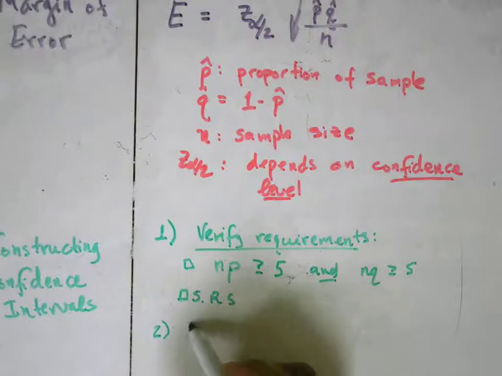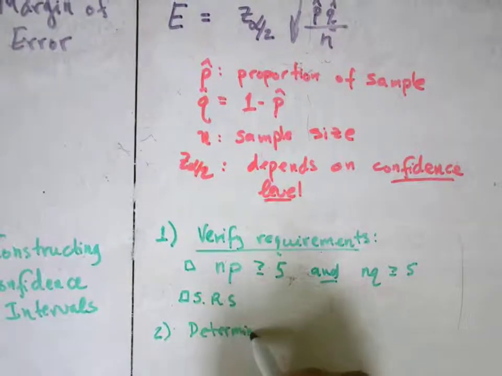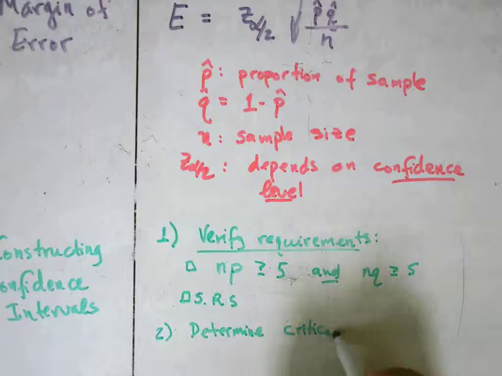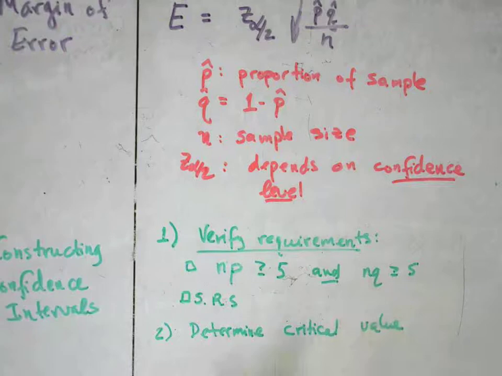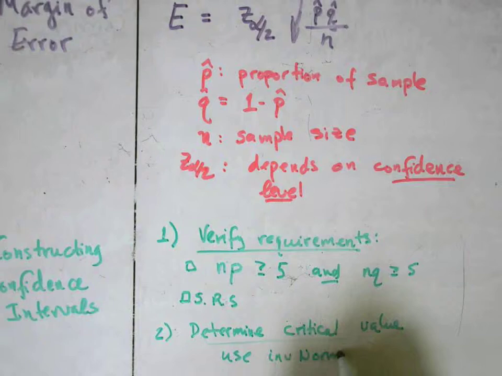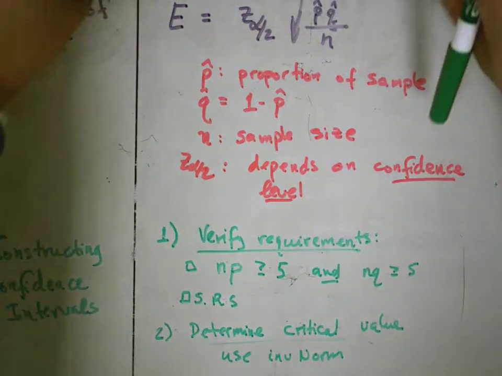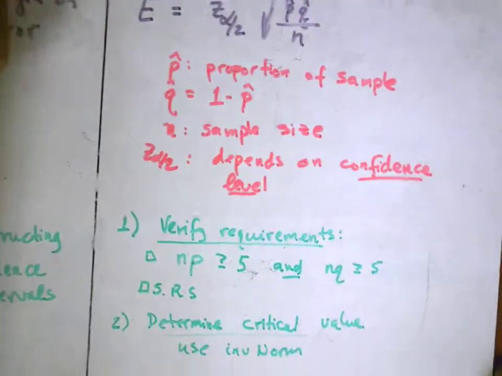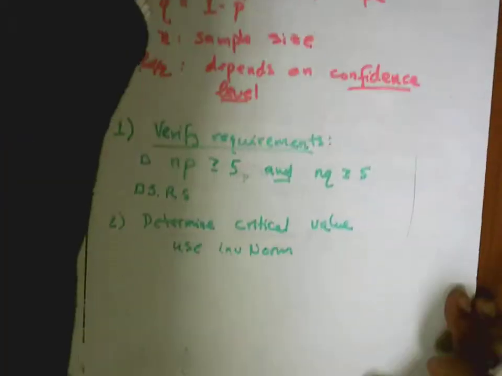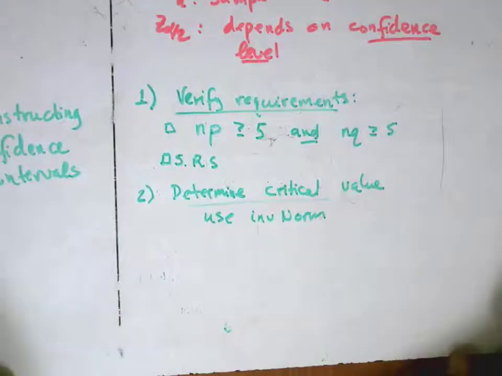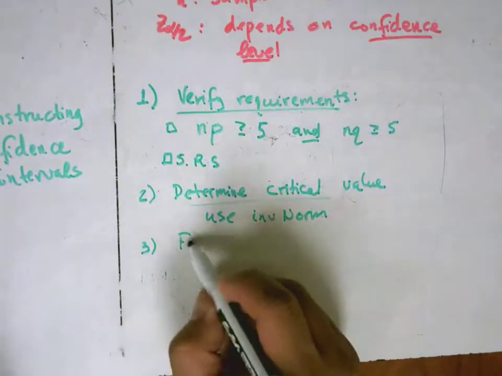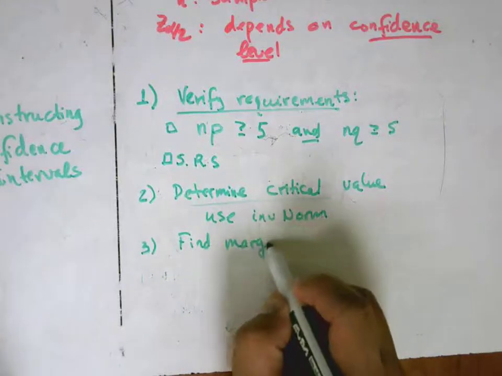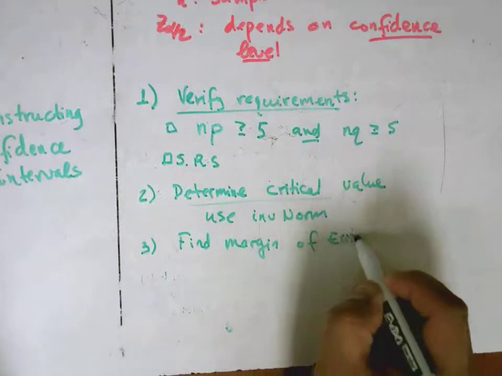Then we want to determine the critical value. And for this, we are going to use inverse norm on your calculator, or sometimes we can use a lookup table. And I'll go over some examples of that in a minute. 3, find margin of error using the formula above.